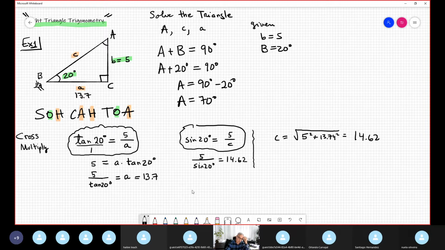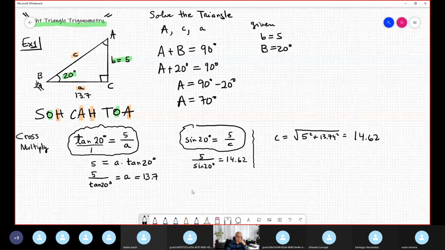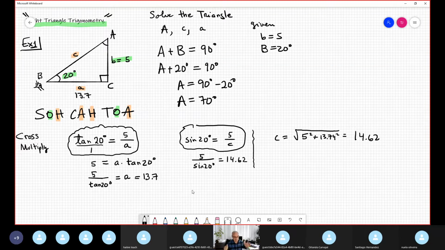The two that have orange, cosine, is no good, because you have two unknowns. The only information you have is the angle. In this case, you have the angle and one side. So, using tangent we compute the adjacent, and using sine you compute the hypotenuse. End of the story. Easy. No problem.